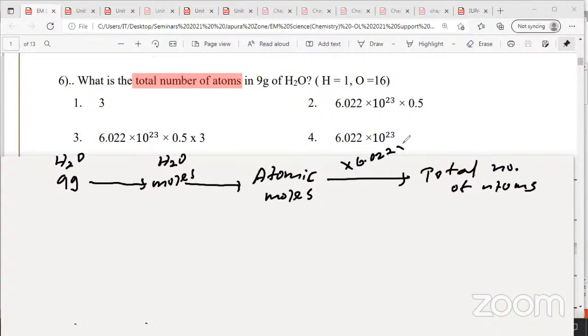6.022 into 10 to the power 23. Right. Now let's work it out. What is the first step? 9 grams, how to convert into moles? You can find the number of moles.